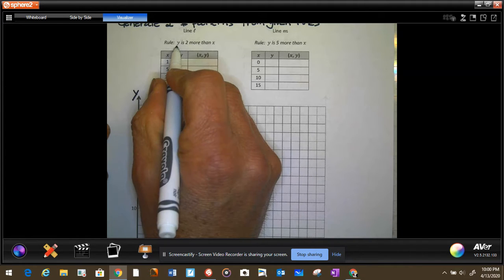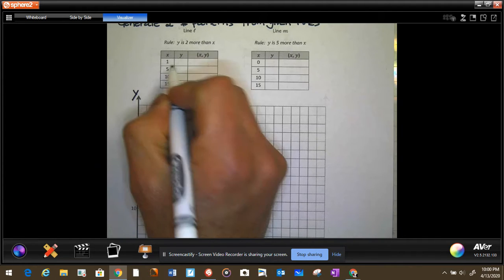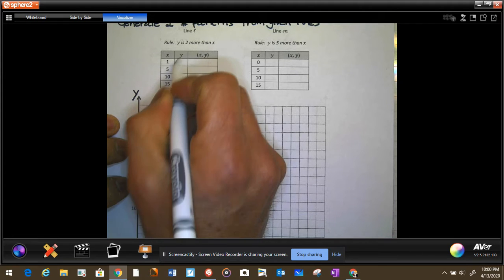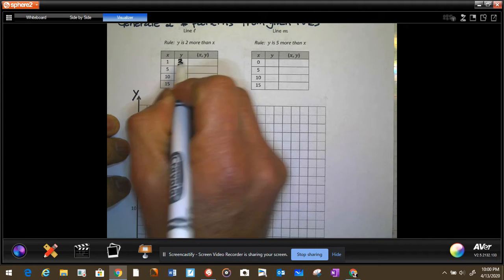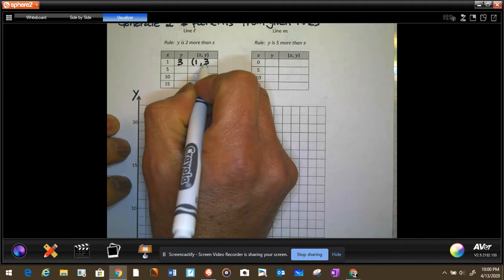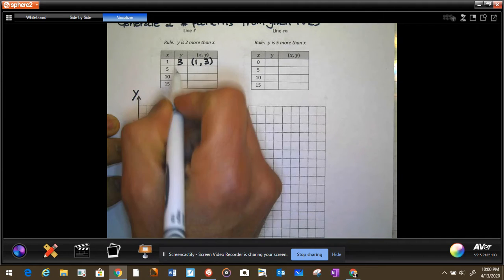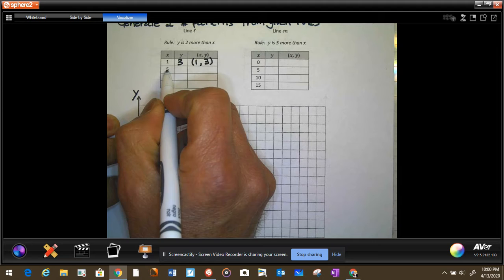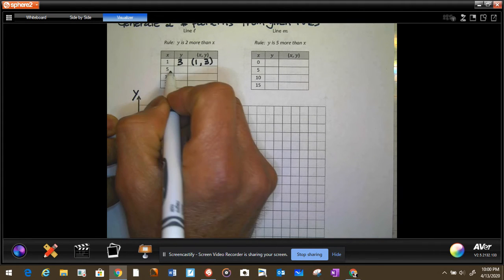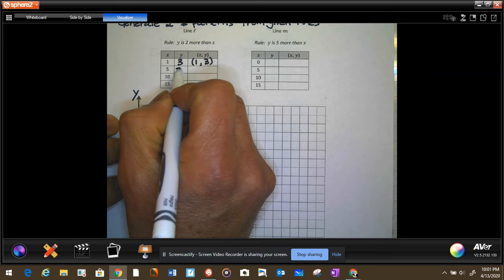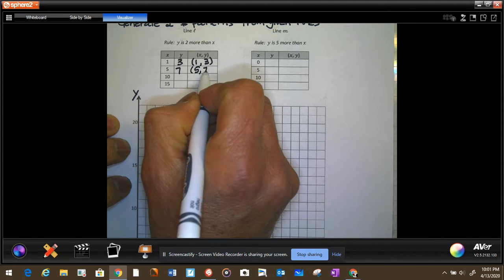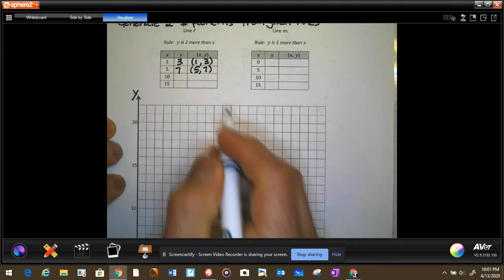Now let's look at the rule. The rule is y is 2 more than x. So x is given, and y has to be 2 more. 1 plus 2 equals 3. So that is the first coordinate pair. Then x is 5 and y is 2 more than x. So if x is 5, then 2 more will be 7. And that will be the second pair of coordinates.